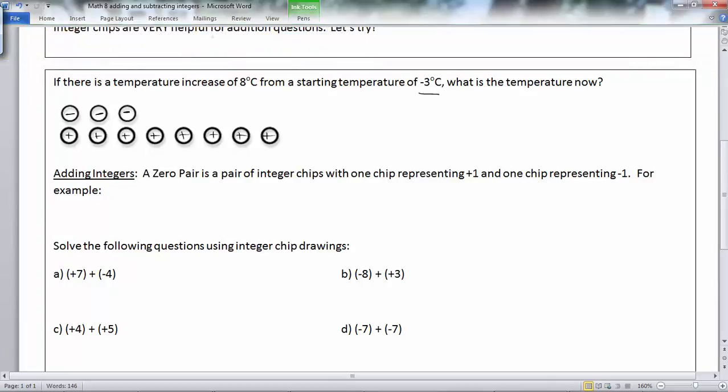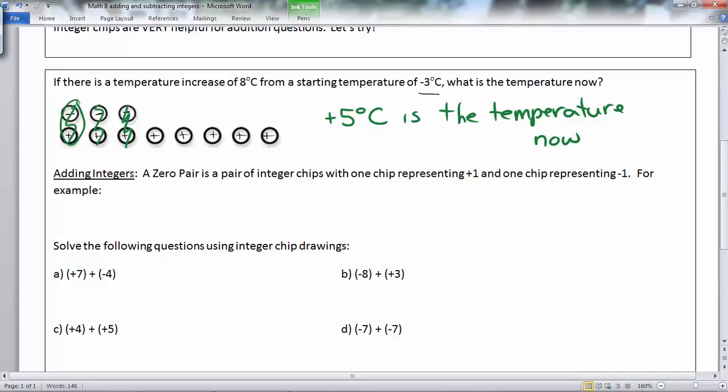Integer chips are really helpful because when you line these positive and negatives up, they cancel. It's kind of like you take one step forward, one step back. You haven't gone anywhere, you're at zero. So after you cancel whatever you can, whatever you're left with, that's the answer. So here we have 1, 2, 3, 4, 5. So the answer would be +5 degrees. It is the temperature now. So you can see how they're super handy.